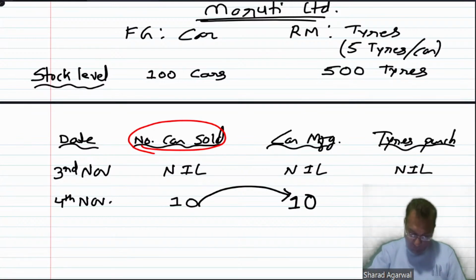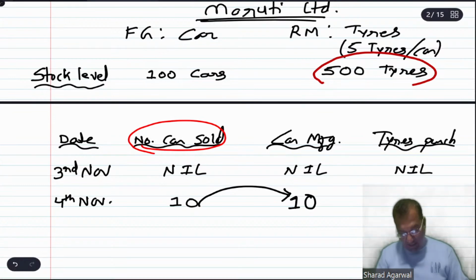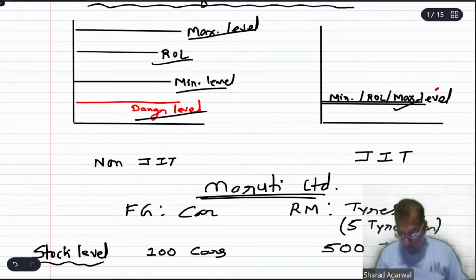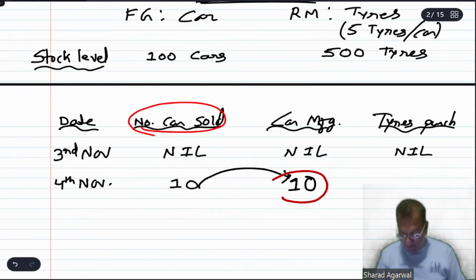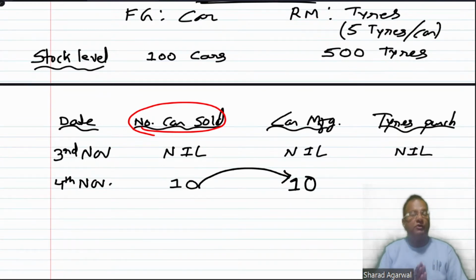No, beta, we will not wait for the raw material because we are maintaining a certain level of raw material. Again I am telling you, this is the minimum level, this is the ROL, this is the maximum level. How many tires are needed to manufacture these 10 cars? 50 tires are needed. We are having the stock of 500 tires. So 500 minus 50, now our stock is 450 tires.